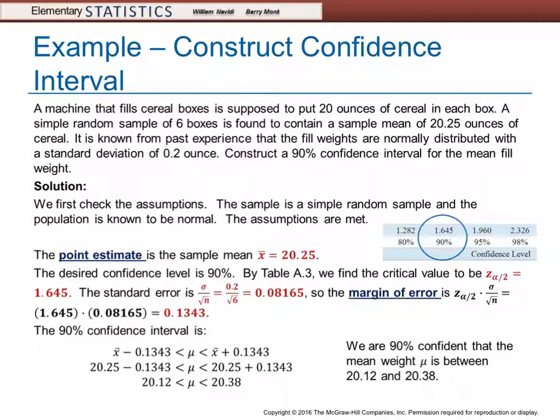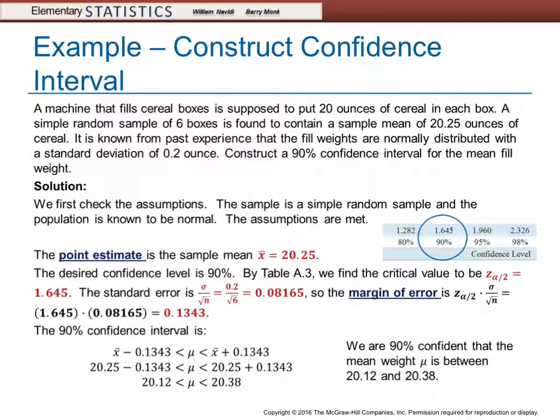So here we have an example. A machine fills cereal boxes. It's supposed to put 20 ounces of cereal in each box. A simple random sample of 6 boxes is found to contain a sample mean of 20.25 ounces of cereal. It is known from past experience that the fill weights are normally distributed with a standard deviation of 0.2 ounces. Construct a 90% confidence interval for the mean fill weight.